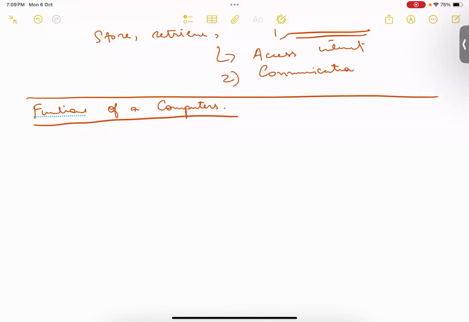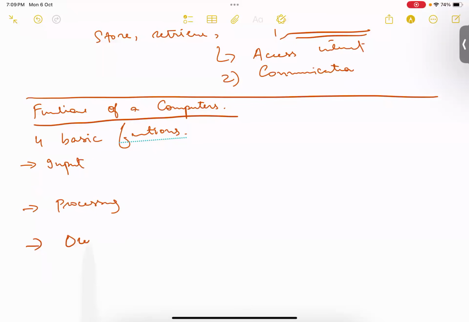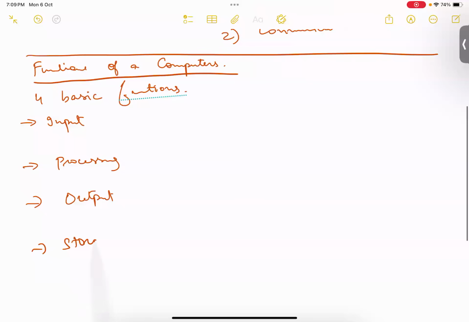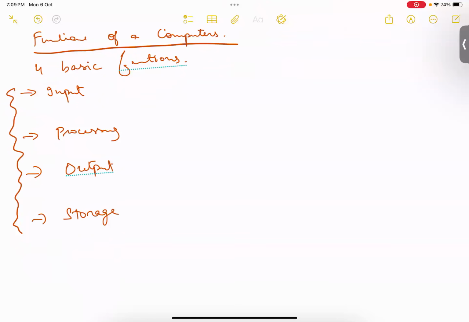So let's come to the functions of a computer, okay? So we all know a computer performs a variety of functions, right? But every computer setup has 4 basic functions. All these functions you can see in any type of computer. The first and foremost function is what is known as input. Second is processing. Third is output. And fourth is storage. These are not specific functions, just basic functions that you can see in a computer system.